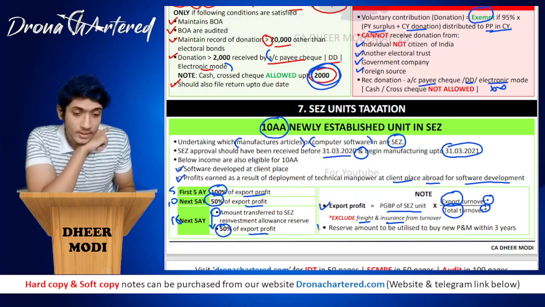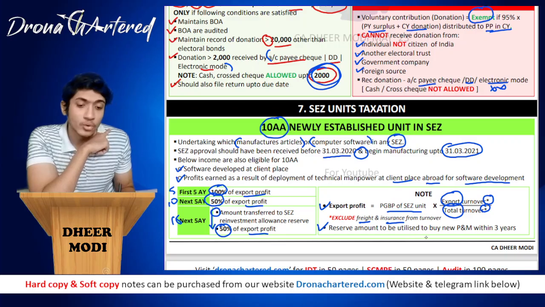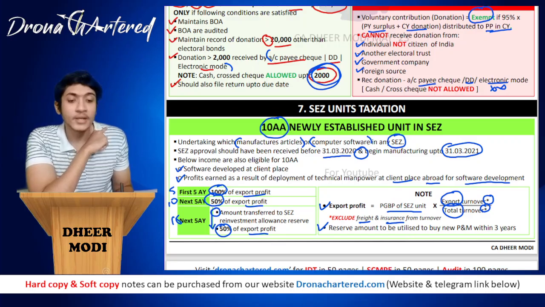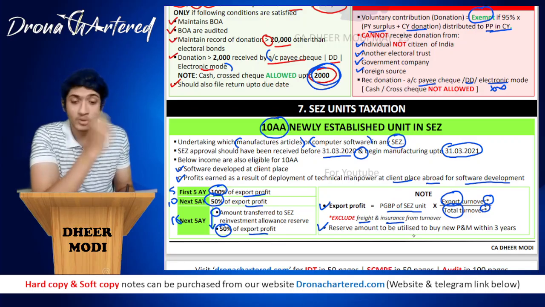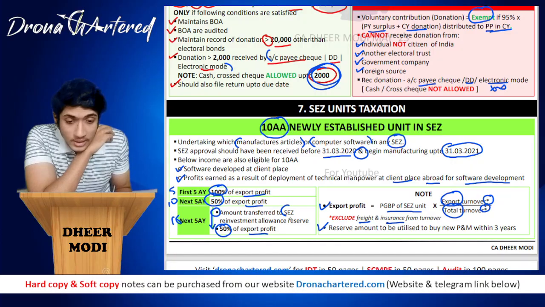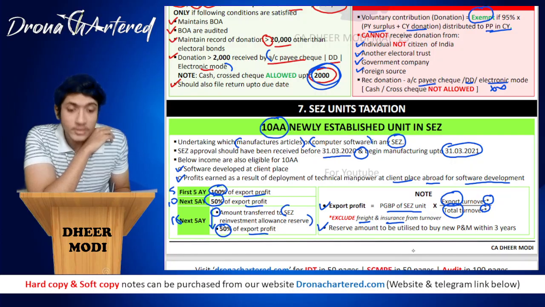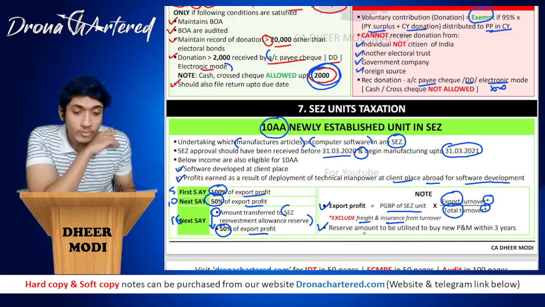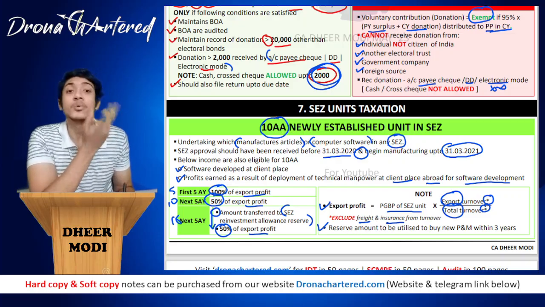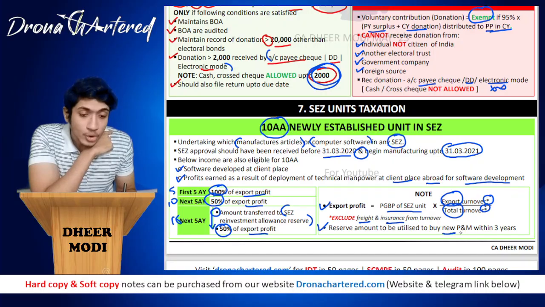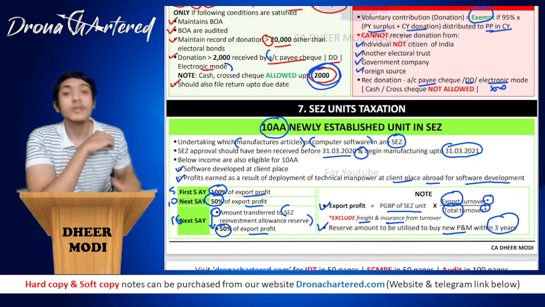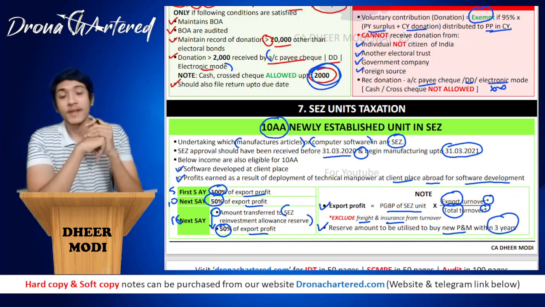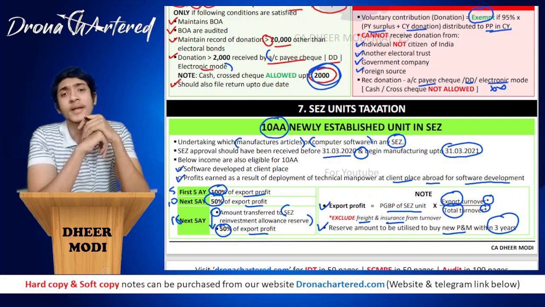The next is any reserve amount to be utilized to buy new plant and machinery within 3 years. Which reserve are we talking about? We are talking about the SEZ reinvestment allowance reserve. So once you have put your money in this reserve, you will be able to use it. So the reserve amount to be utilized, you will have to buy new plant and machinery within 3 years. Got it?